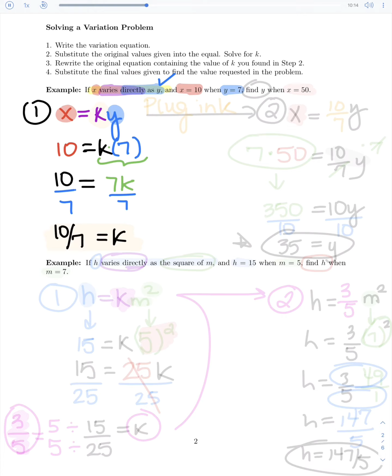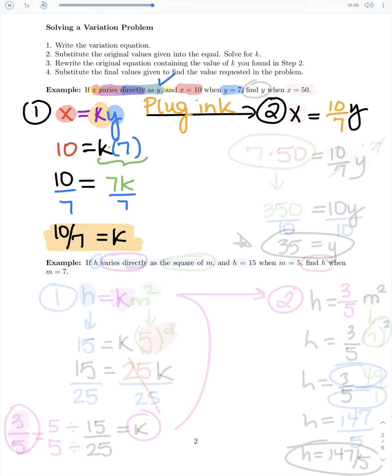Now, the question is, what do you do with k once you have it? Well, it's not pretty. It's not great. You have to take your k and plug it back into the original, wherever there's a k. So we're going to go ahead and plug in k. So now we have a new equation. You still have x equals, but instead of k, we're going to plug in our 10 over 7, and we're going to leave the x's and y's blank like before.